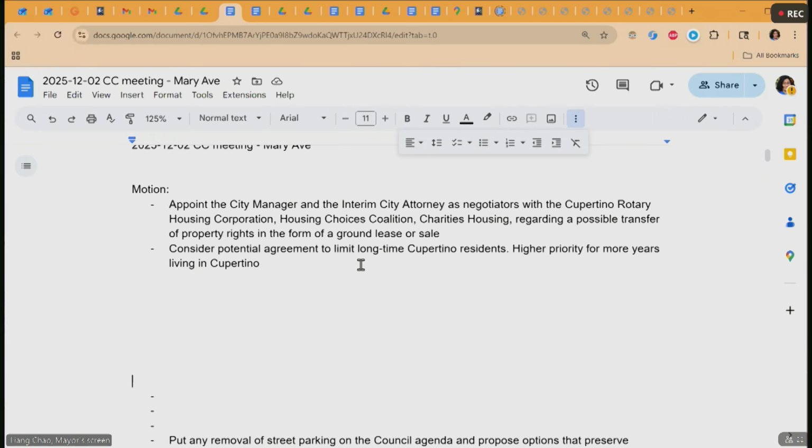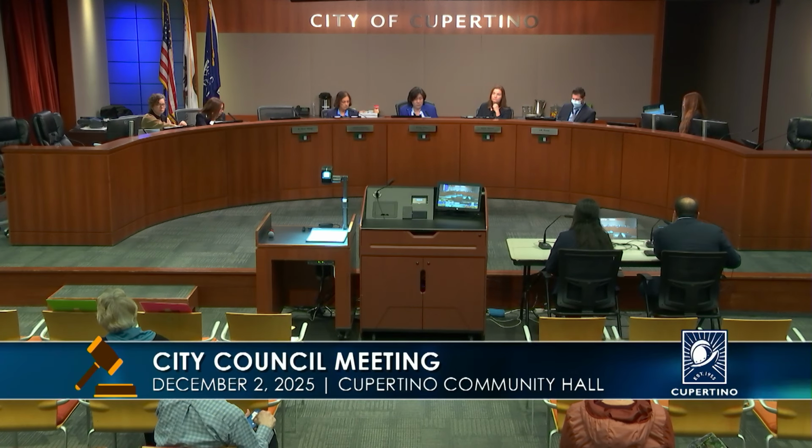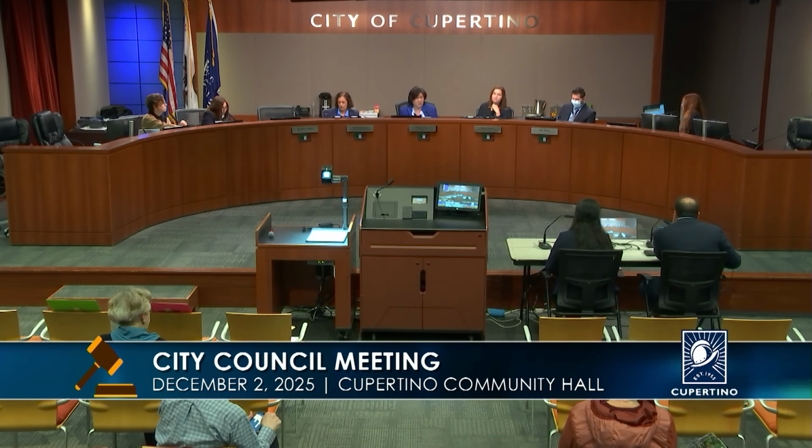I think there are 2 portions for this item. It's true that the first one is a study session, but we do need to take action on the second portion, that's appointing the negotiator. But as part of the study session, I think we often give direction on what we would like to see when the item comes before the council, because then it gives clearer direction for the staff on what they can consider.